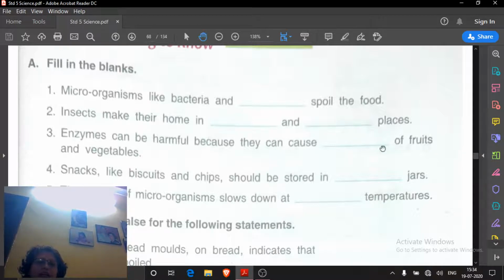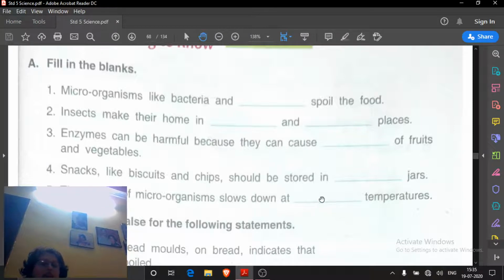S-P-O-I-L-A-G-E. Spoilage of fruits and vegetables. Next, snacks like biscuits and chips should be stored in airtight jars. What will you write? Snacks like biscuits and chips should be stored in airtight, A-I-R-T-I-G-H-T, airtight jars.